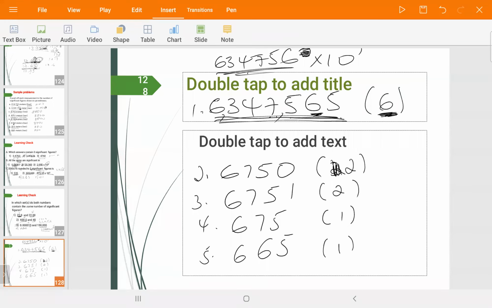10 to the power of 1 መኖር አለበት። if you put 0 after 6 ambiguous ነው የሚሆነው ምክንያቱም it can have 6 or 7 significant figures. So the correct answer, if you are asked to round this off to 6 significant figure, it should be written in this form, in scientific form, so that it makes sense.